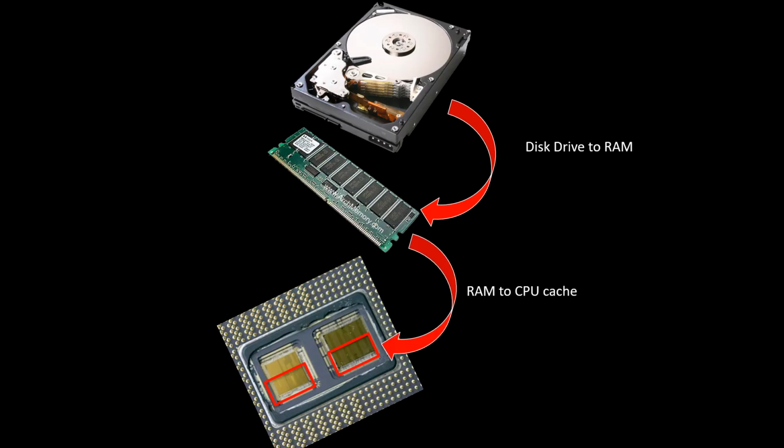So this is the pathway these follow when you're executing your code. You run a program, and the data associated with it is stored on your hard drive. Portions of it are copied to memory, and smaller portions of it are copied to your CPU cache.